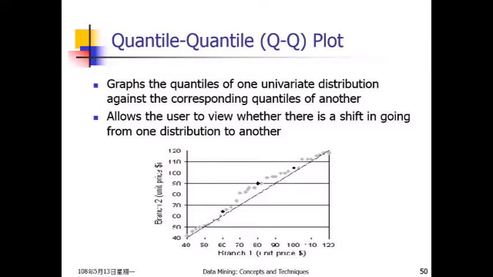So how to plot this one? That's easy. You just arrange the items' prices in ascending order. For example, there are 100 items sold from branch one, and 200 items sold in branch two. First, for example, the $40, that's the first item, I mean the lowest price sold from branch one.